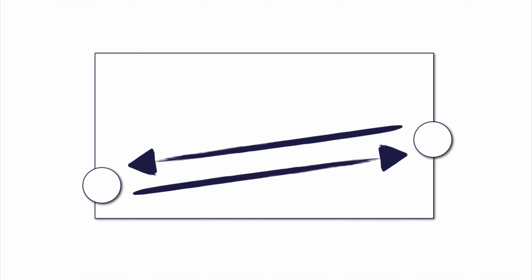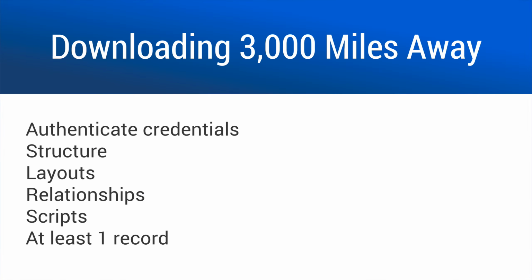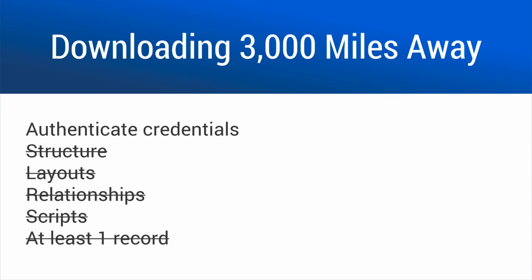Instead of this process to get to our solution, downloading all of that information from 3,000 miles away, now it is simply looking inside itself in San Diego for all of that information, except for the credential authentication. That still has to be done through server, so that has to travel. But all the rest of that is now stored in cache, which is much, much faster.